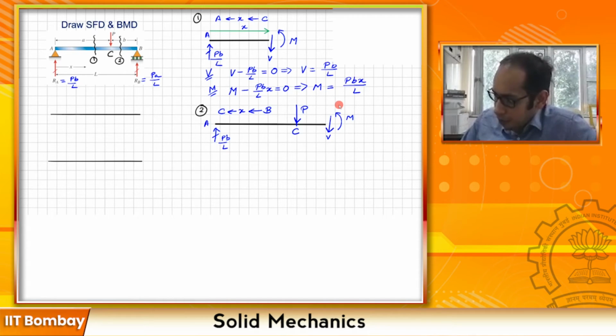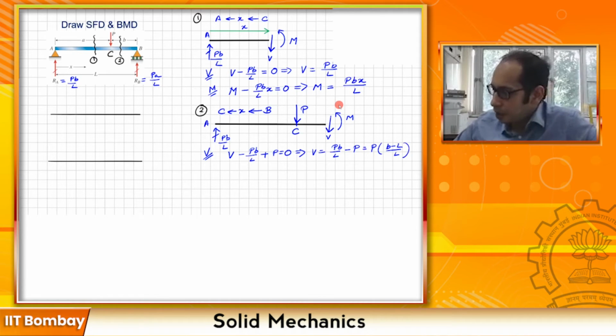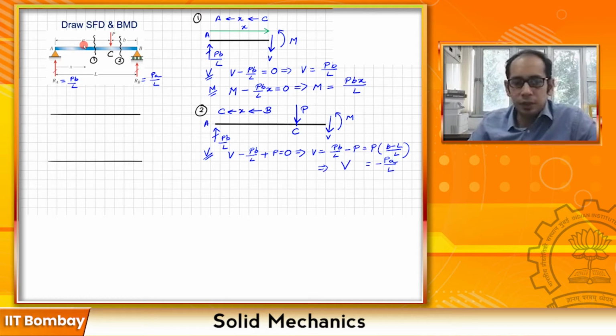The first expression, for V: I have V minus PB by L plus P equals 0, which gives V equals PB by L minus P, which can be further simplified as P times (B minus L) by L. And what is B minus L? L is the total length, B is this length. So L minus B is A, which means B minus L is minus A. So this is going to be equal to minus PA divided by L. So let's write a final neat expression: V equals minus PA divided by L.